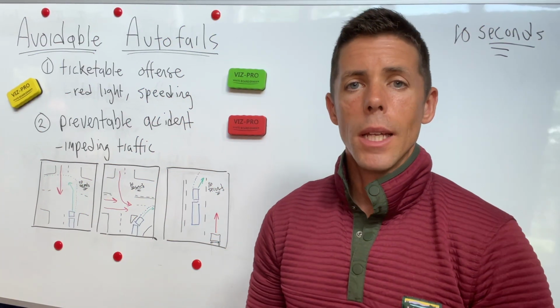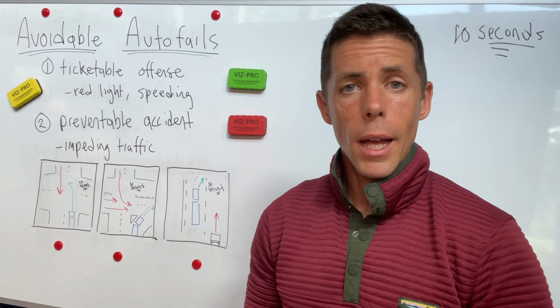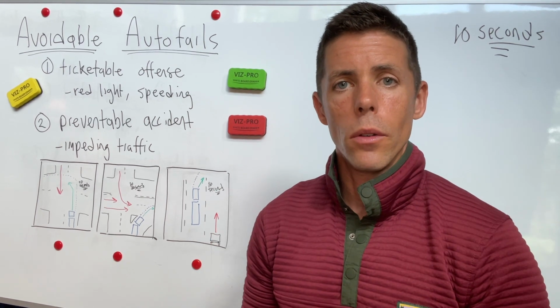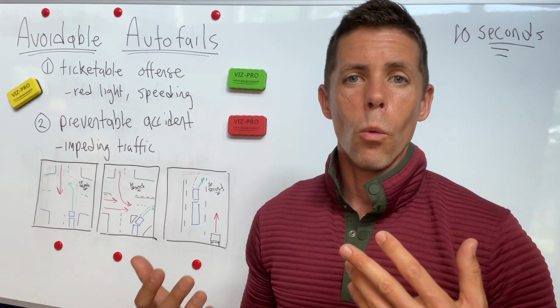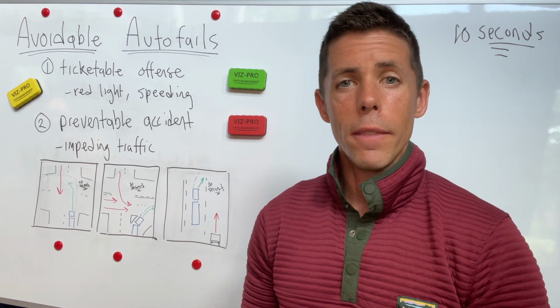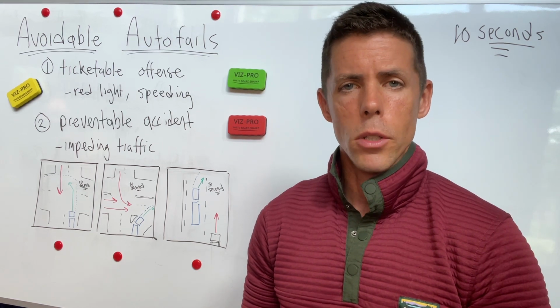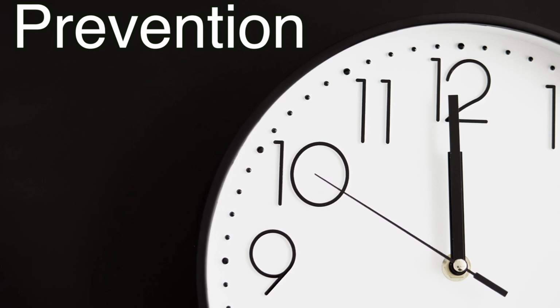So there we have an example of the three most common preventable accidents, i.e. impeding, that we're going to see. Now, it's great to know about what these are, but how do we prevent them? That might be the more important part of this story. So let's talk about prevention of these auto fails.